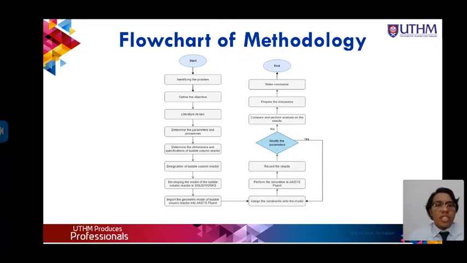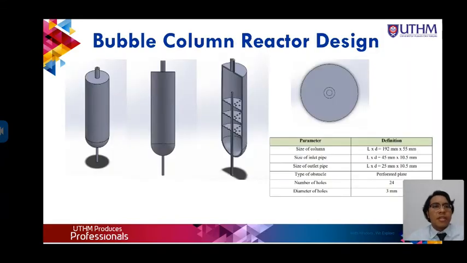Next, moving on to the methodology. This is the flow chart of the methodology from the start of the research to the end of the research. Next, moving on to the bubble column reactor design. Here is the design of a bubble column reactor with different views, such as the isometric view, front view, and its cross-sectional area.